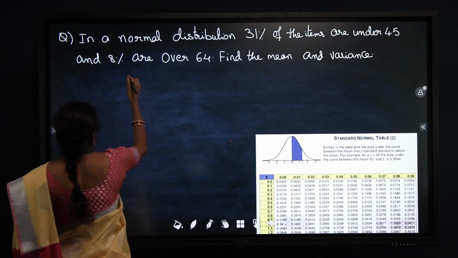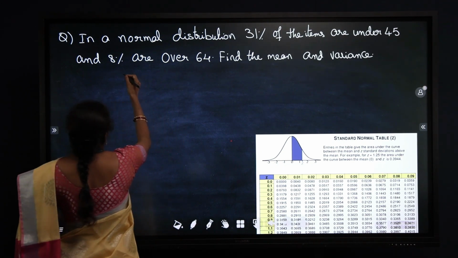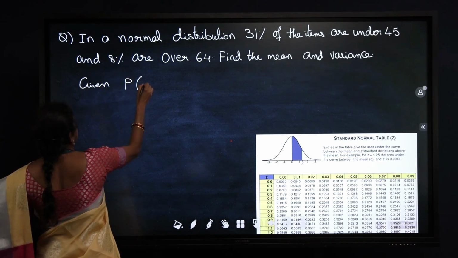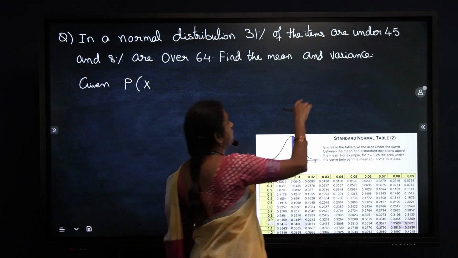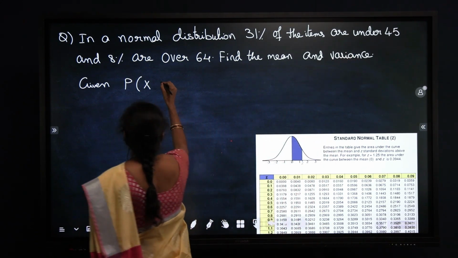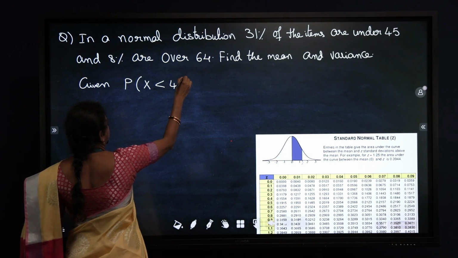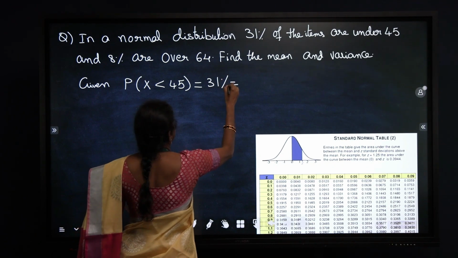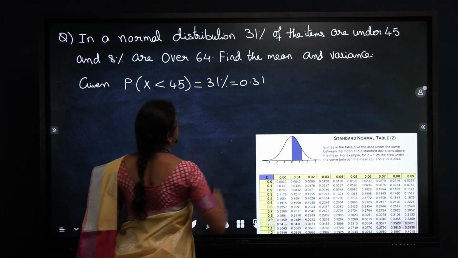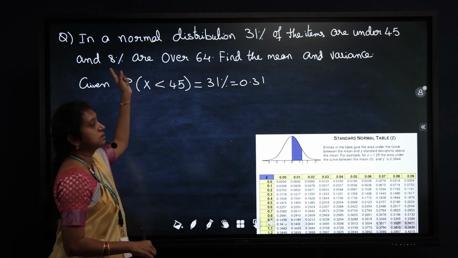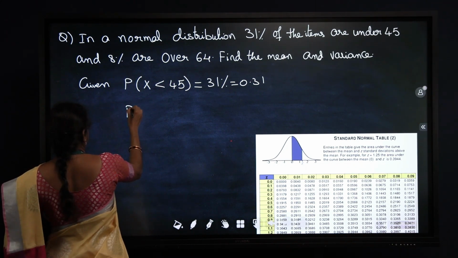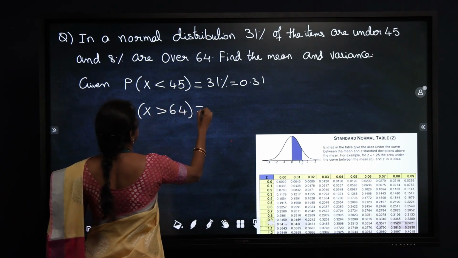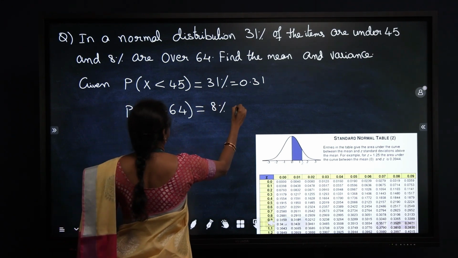So if I take x as the items we have, he has given the probability of x under 45. Under 45 means less than 45, so the probability of x less than 45 is equal to 31%, which can be written as 0.31. And then over 64 is 8%. So the probability of x greater than 64, that is more than 64, is 8%, which is equal to 0.08.